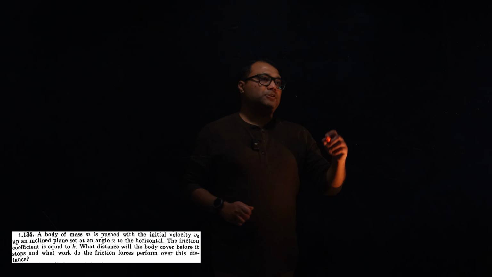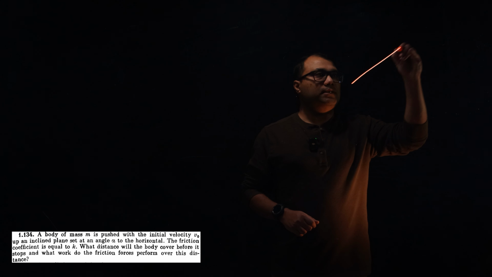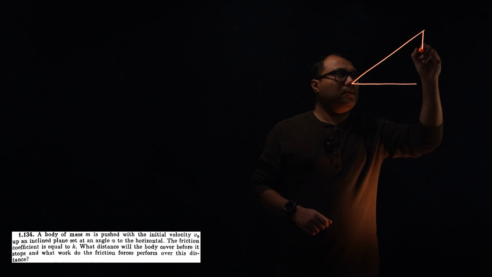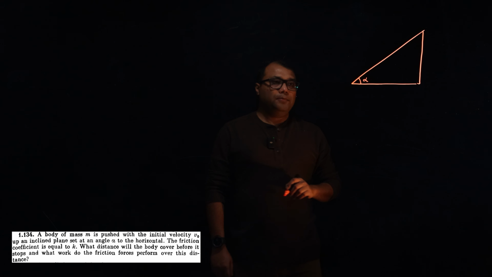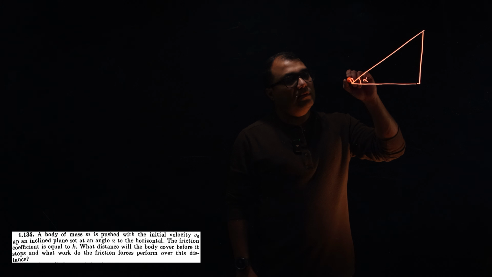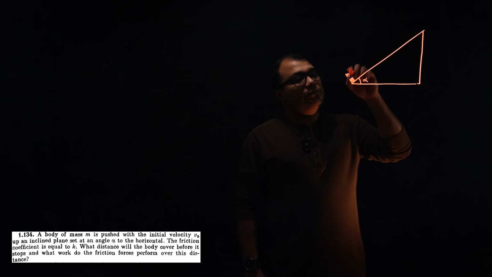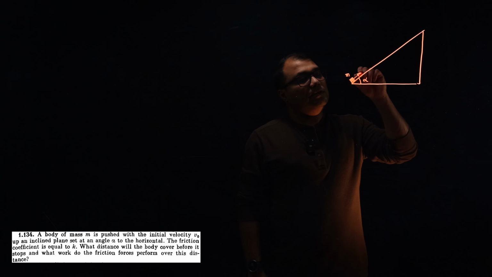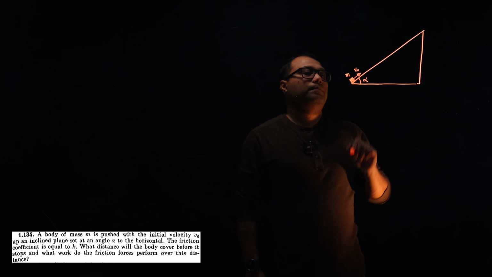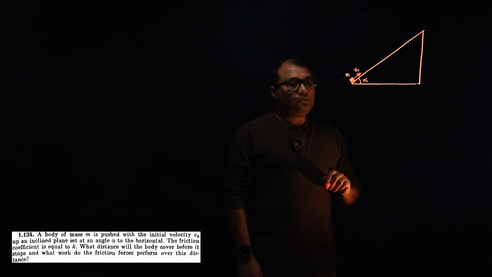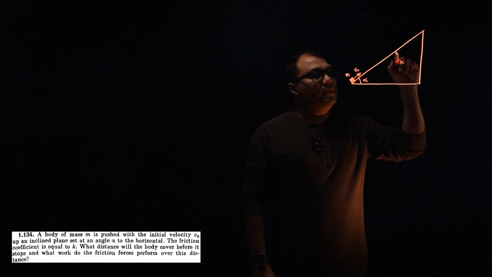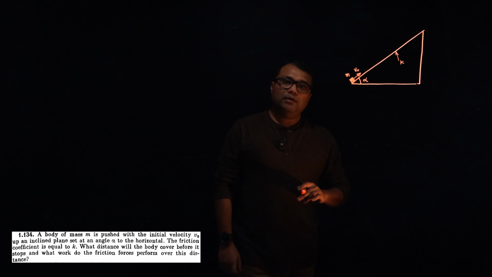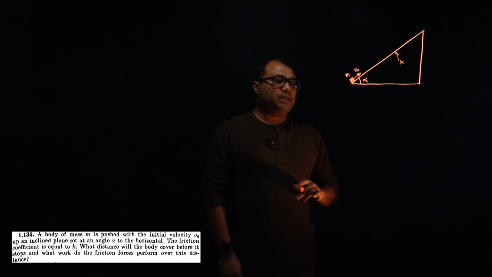Okay. Let's draw the diagram first. So there is an inclined plane. This makes an angle alpha with the horizontal. There is a small body of mass m. It is pushed with initial velocity of v0. And there is some friction between this mass and the inclined plane. The friction coefficient is k.